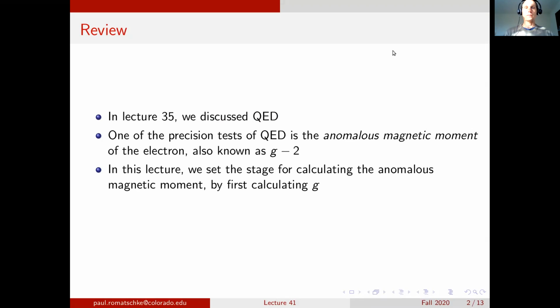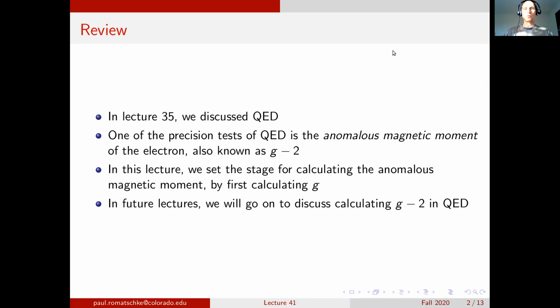In this lecture, I will set the stage for calculating the anomalous magnetic moment by first calculating G, not G-2. In future lectures, I will then go on and discuss calculating quantum field theory effects that will give us an approximation to G-2.